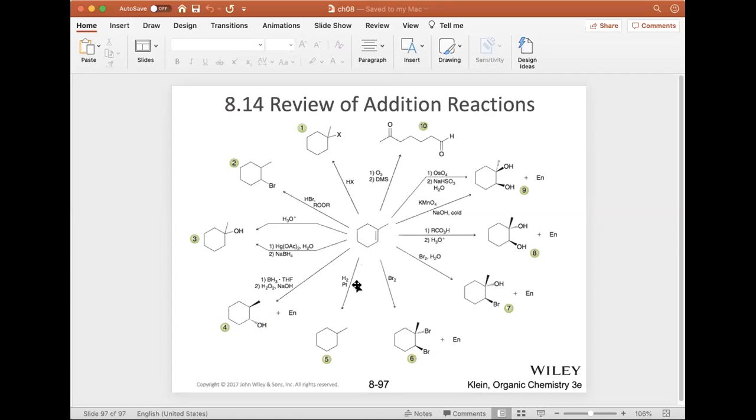For hydrogenation, the reagent that you need to know is hydrogen and a catalyst. Halogenation, you need a halogen, bromine or chlorine. For halohydrin formation, you need a halogen and H2O as solvent. For dihydroxylation, we can do syn or anti. For anti, peroxy acid, and then acid and water. For syn, either osmium tetroxide or permanganate. And finally, we can break the alkene carbon-carbon double bond to aldehydes and ketones by ozone.